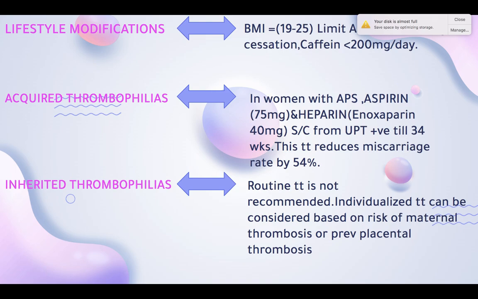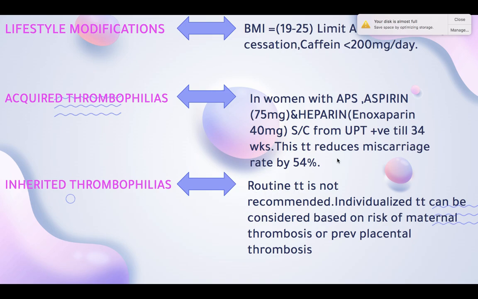So now what is next is inherited thrombophilia. As I have mentioned, the risk association between inherited thrombophilia and recurrent miscarriage is quite weak. So this is the reason that routine treatment is not recommended. Individualized treatment can be considered based on the risk of maternal thrombosis or previous placental thrombosis. What does it mean? Let me clear this, guys. Actually, routine treatment is not recommended because of lack of evidence.